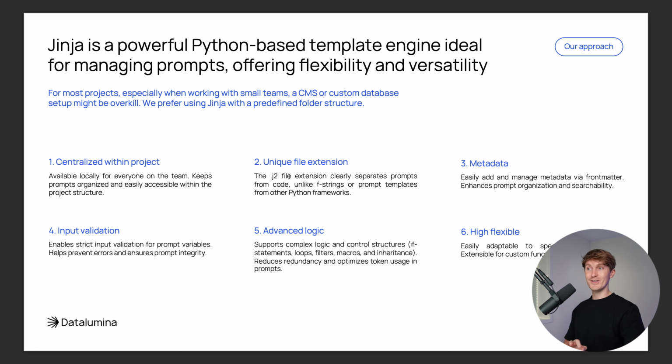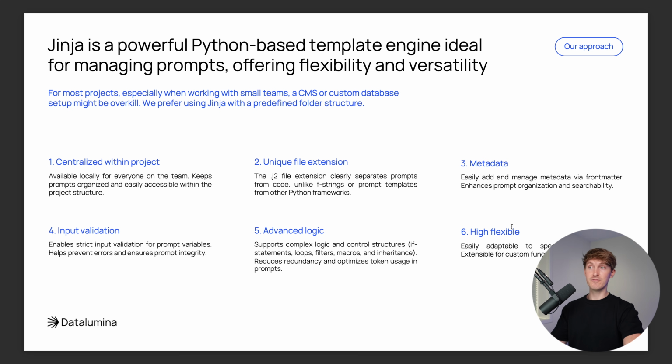So it's all Python files. With this, we found a subtle nuance. We just know, okay, the Jinja files, that's where our prompts live, and we can easily open those up. We can also easily add metadata to these files using front matter. We can enforce input validation, which is a little bit trickier to do with f-strings. We can also use advanced logic, which is really big. I will give some examples, but we can use control structures like if statements, loop filters, macros, and even prompt inheritance, which is going to reduce the redundancy and, if done well, can optimize your token usage within prompts.